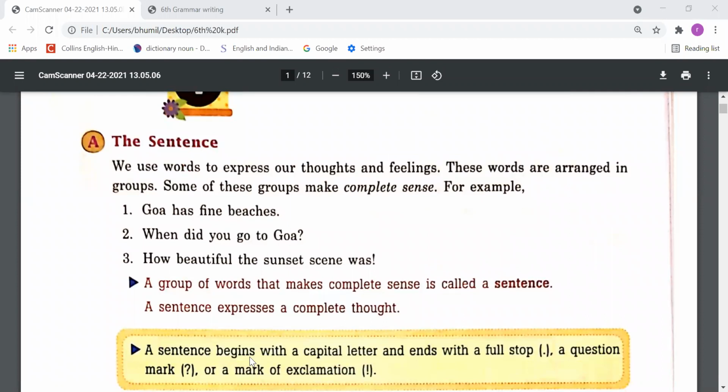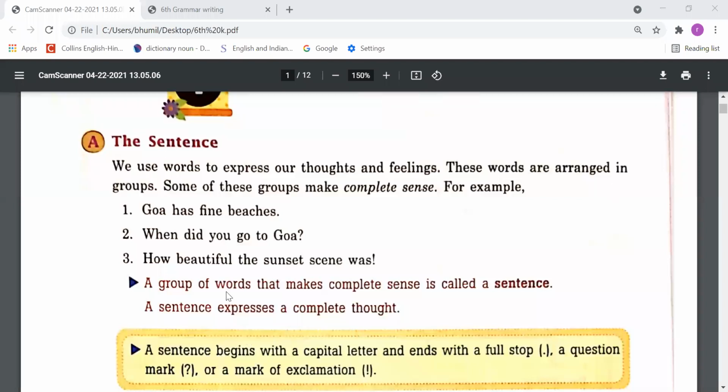A sentence begins with a capital letter and ends with a full stop, a question mark, or a mark of exclamation. So, dear students, here we have to understand a group of words is called a sentence whenever we use some words, and that group of words gives sense. If it does not give any sense, that is not a sentence, right?